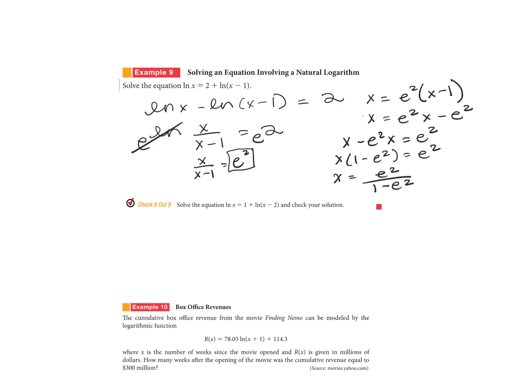And now I'm going to plug that into my calculator and get a decimal approximation for it. So e squared divided by, parentheses, 1 minus e squared, and I'm going to get negative 1.156965. I'm going to put that in.